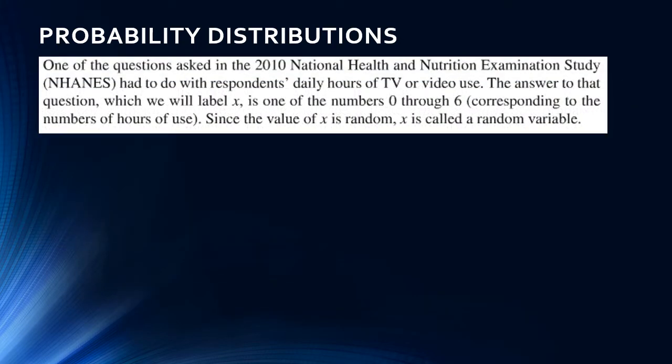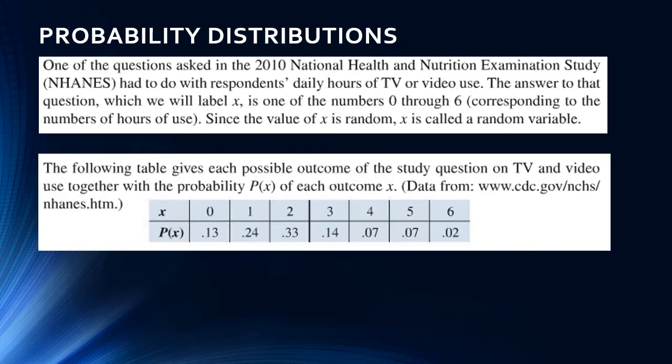So let's look at some examples. One of the questions asked in the 2010 National Health and Nutrition Examination Study, NHANES, has to do with respondents' daily hours of TV or video use. The answer to that question, which we will label X, is one of the numbers 0 through 6, corresponding to the number of hours of use. Since the value of X is random, X is called a random variable.